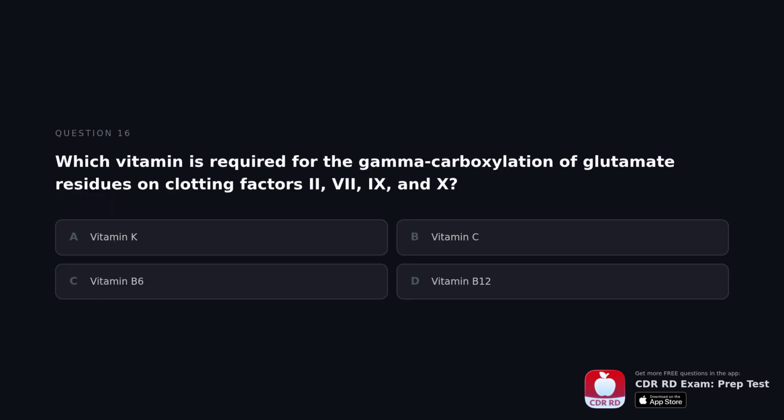Which vitamin is required for the gamma-carboxylation of glutamate residues on clotting factors II, VII, IX, and X? A. Vitamin K. B. Vitamin C. C. Vitamin B6. D. Vitamin B12.